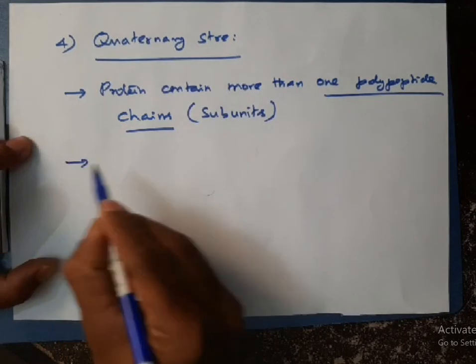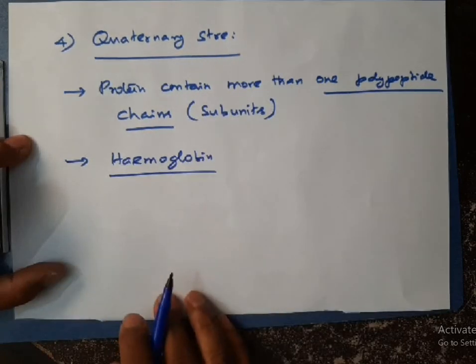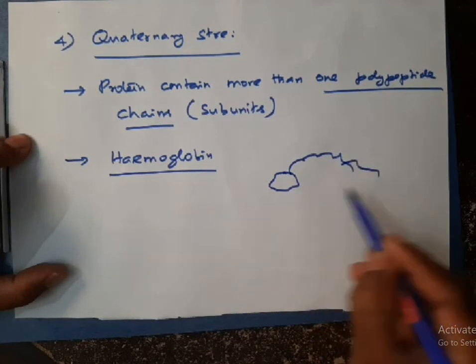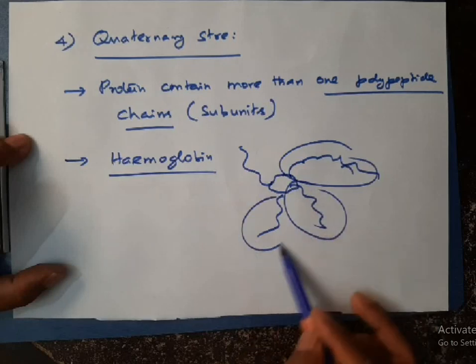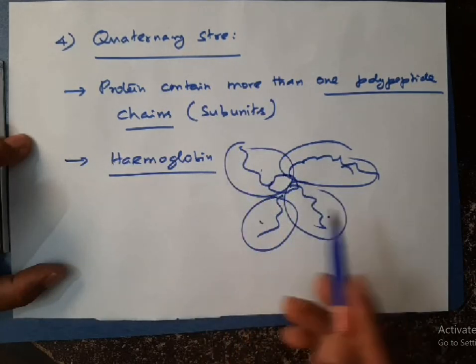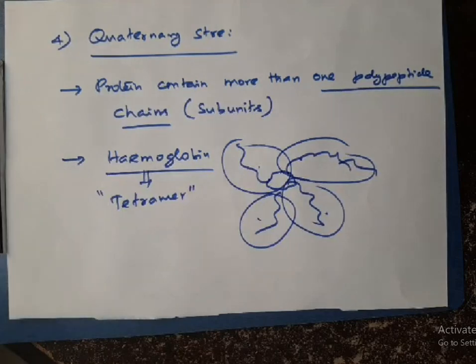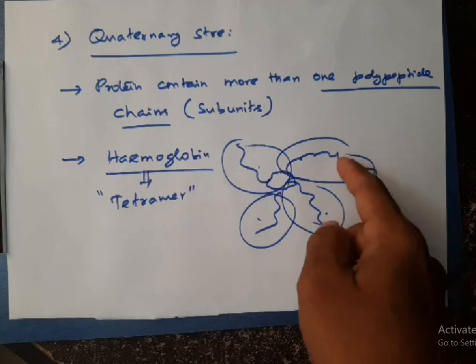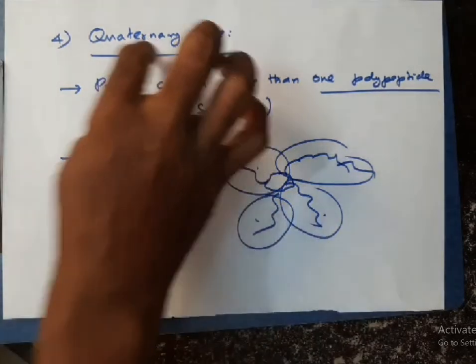Say, for example, in the case of hemoglobin, a single heme unit has four polypeptide chains. Hemoglobin contains four polypeptide chains, so hemoglobin is a tetramer. Students, keep this in mind. These four polypeptide chains fold individually and form tertiary structures. All the tertiary structures held together give you the final structure, which is called the quaternary structure.